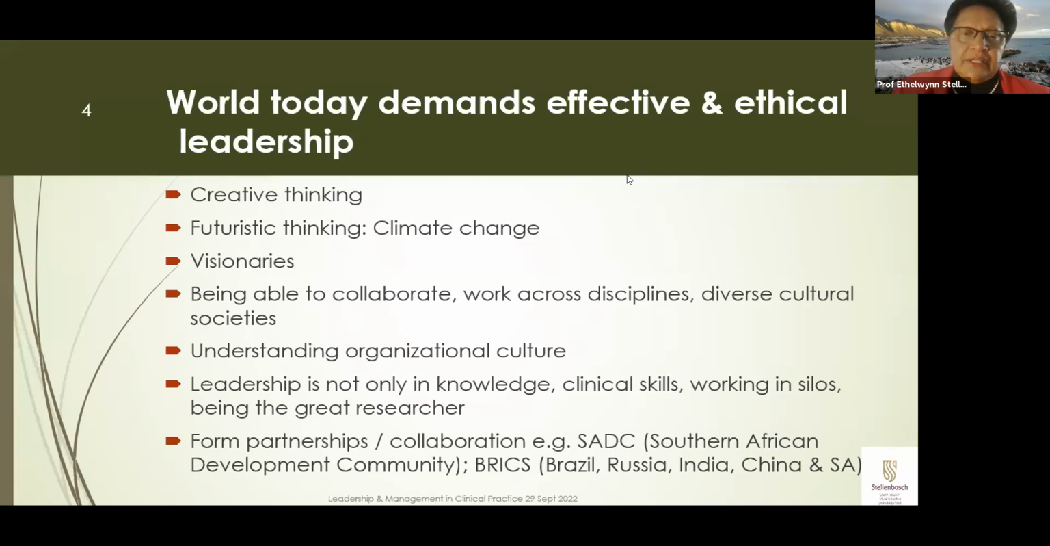So our next objective then: the world today demands effective and ethical leadership, creative thinking, thinking out of the box, coming up with new things. That's critical. And this is normally the leaders that take the lead in this. The leader is the one that looks over the mountain to see what's happening, what's coming, and comes up with ways of doing things.